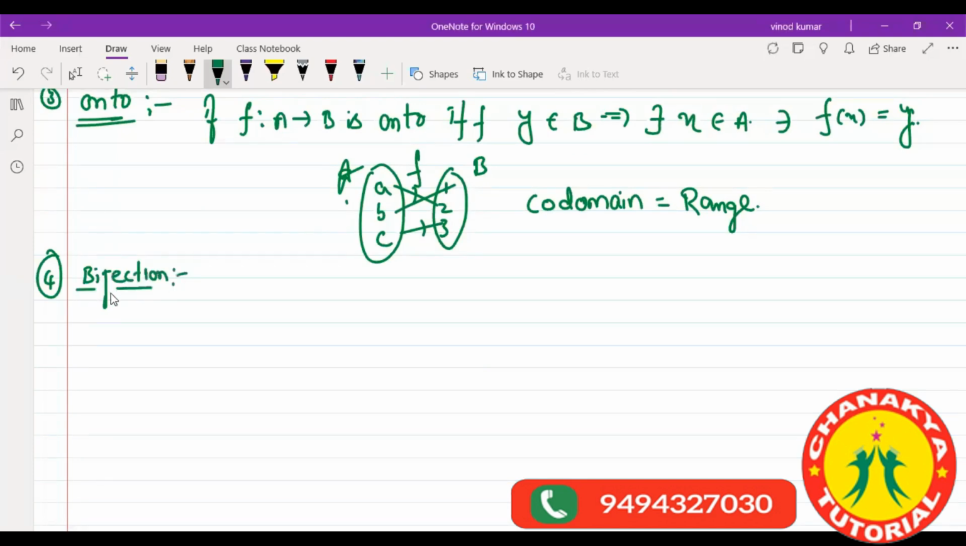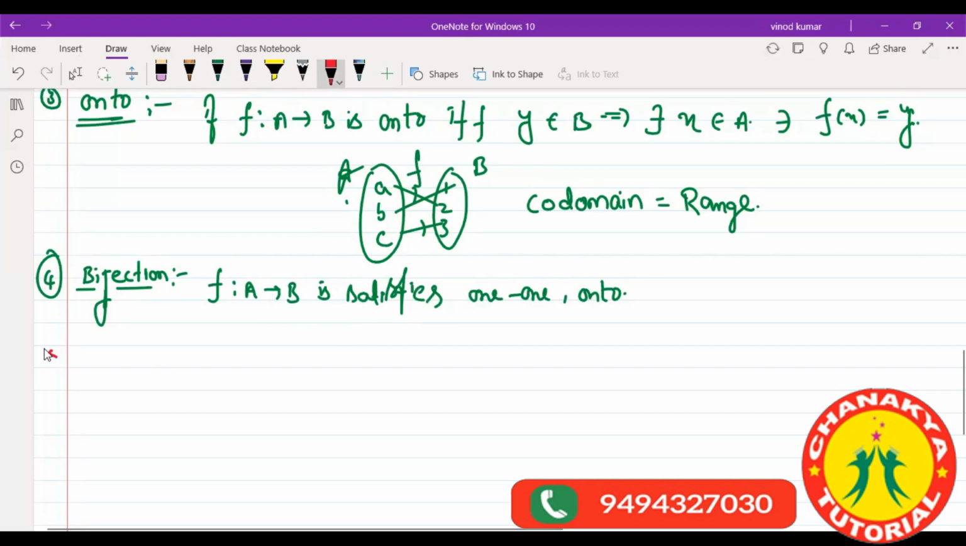Next, bijection. A function f from A to B is a bijection when it satisfies both one-one and onto. When these two conditions are satisfied, that function is nothing but a bijection.